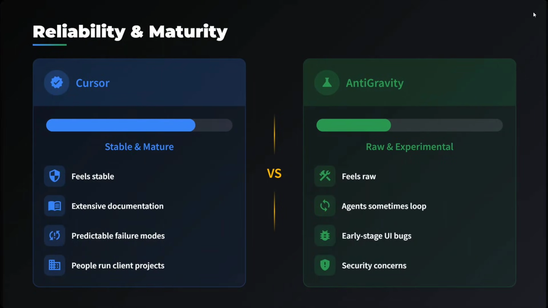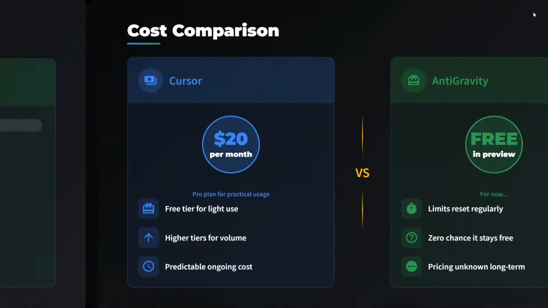Reliability and maturity. Again, Cursor takes the charge here. Stable and mature. It has been there for long. Feels stable. Extensive documentation is there. Predictable failure modes. And people run client projects also. While talking on Antigravity, it's raw and experimental. It's quite new, just 10 days old. Feels raw. Agents sometimes loop. Early stage UI bugs are there. Security concerns are also raised in some of the blogs.